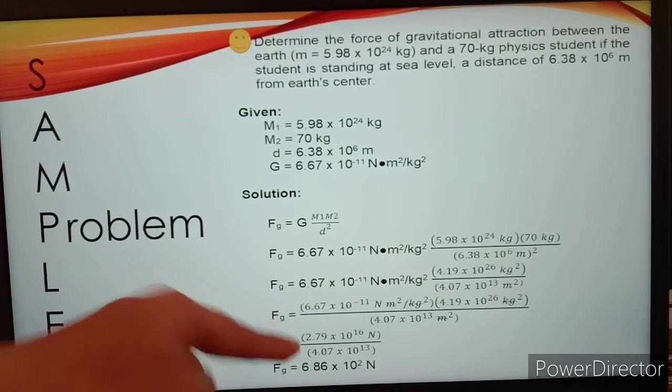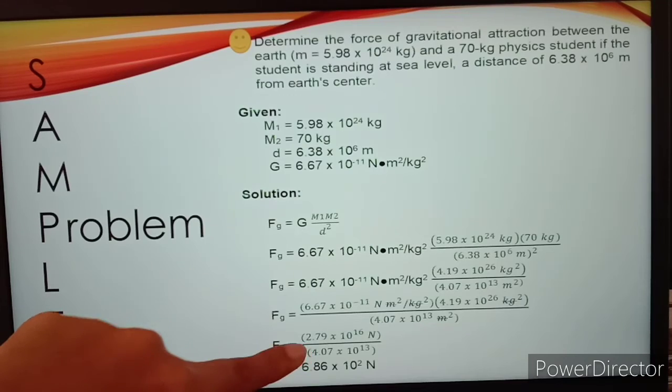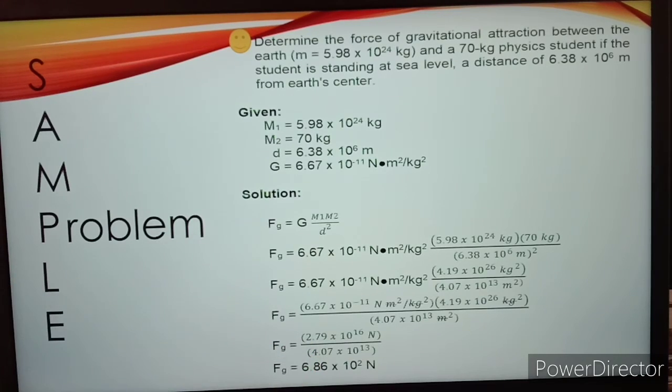Then when we divide, or get the quotient of these values, we have 2.79 times 10 raised to 16 Newton divided by 4.07 times 10 raised to 13, which is equal to 6.86 times 10 raised to 2 Newton. So there you have it.